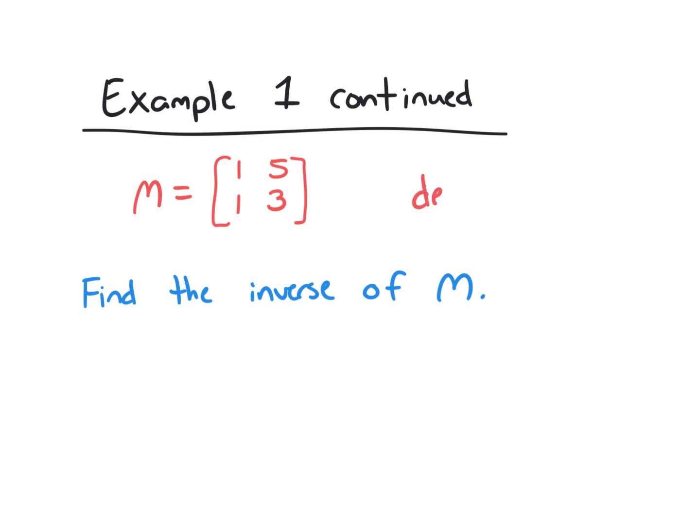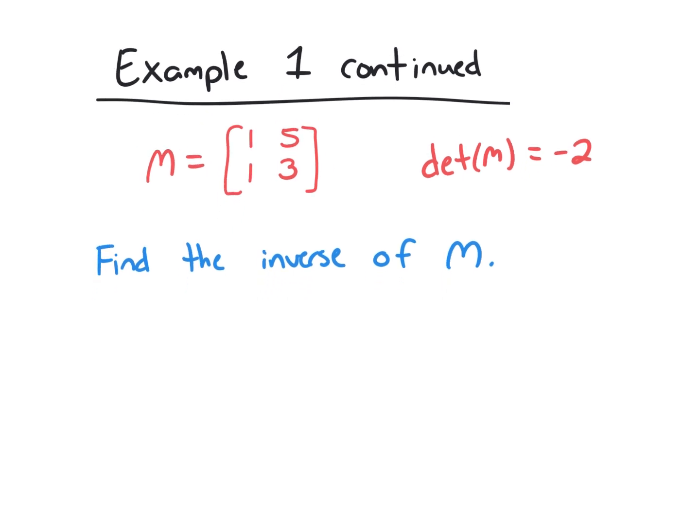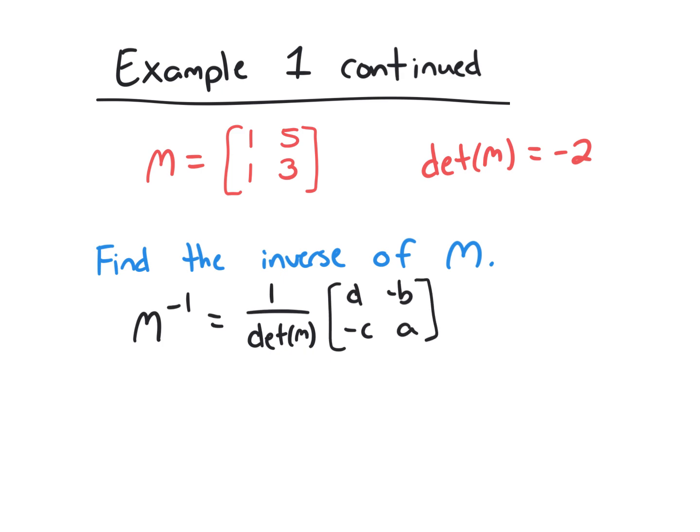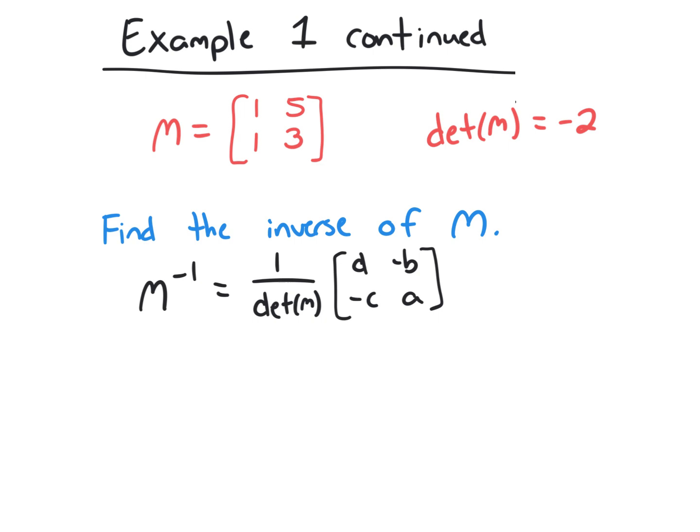Help me out. What did we say the determinant was? We got the determinant of -2. Okay, so now we are going to follow, and I'll write that formula again. We are going to follow the inverse formula, which was 1 over the determinant of M times D, -B, -C, and A. That's the formula we're going to follow.